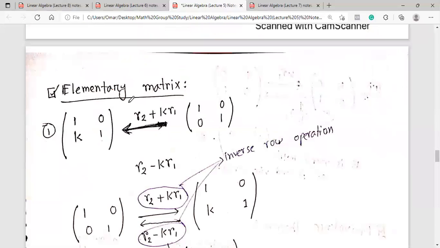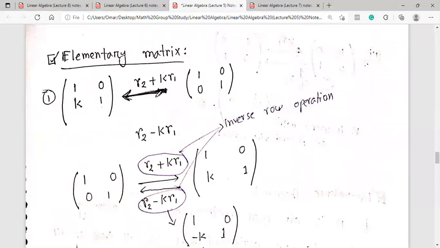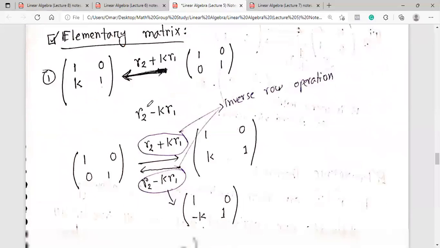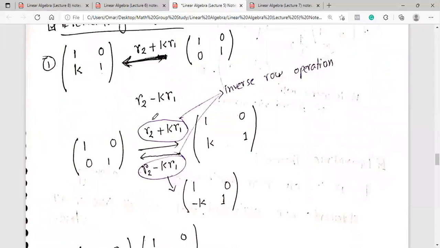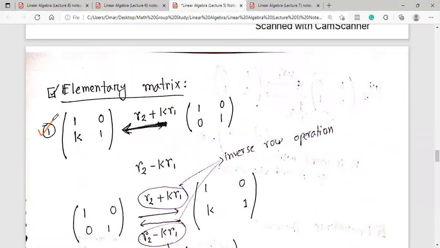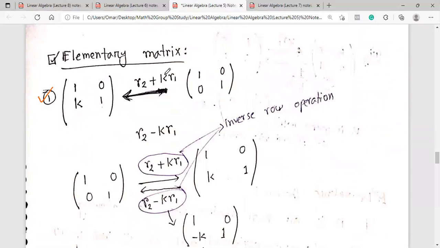Okay, so let's continue. This is also another elementary matrix. We just multiply k with the first row. So it will be k, and then k multiplied by 0 will be 0. And then R2 plus k into R1. I think there will be a minus. I don't know how the teacher did this, but I think this should be minus.